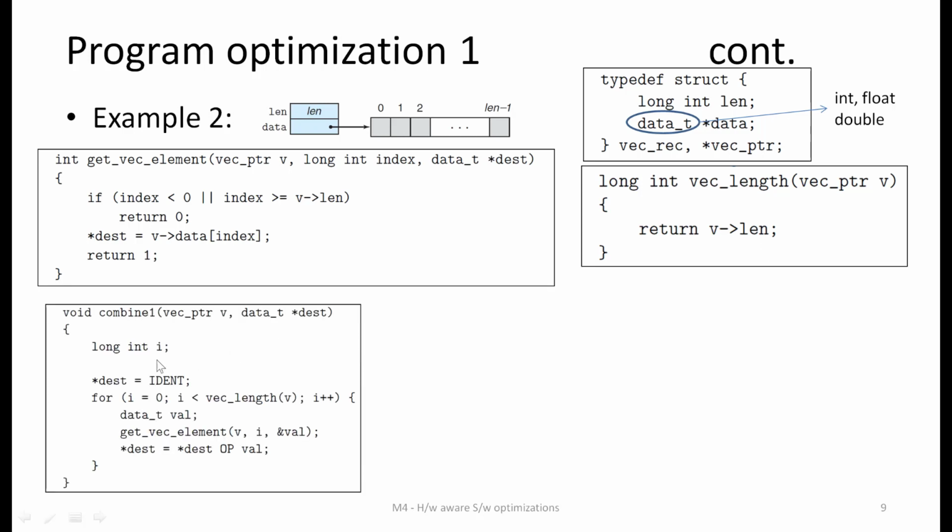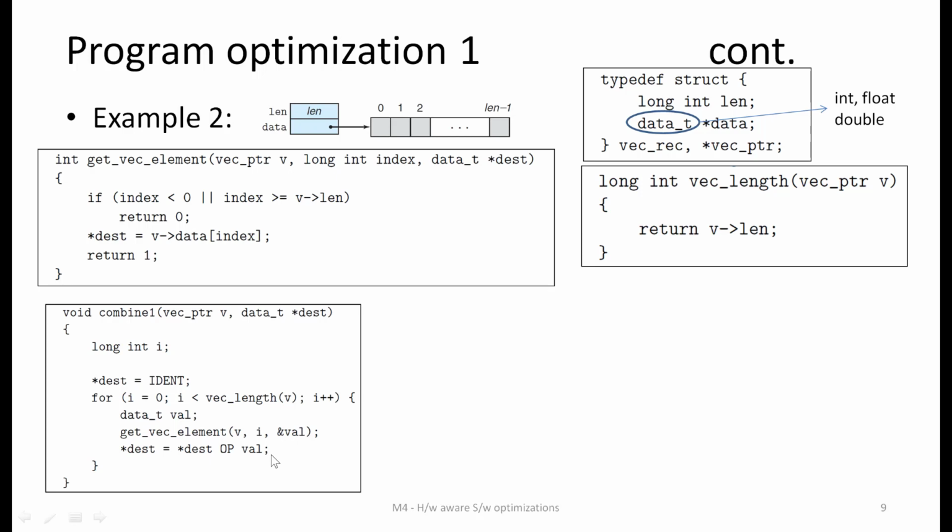Now let's say we write a small function combine1 which will perform some operation on the array of elements. For example, we want to add all the elements. So in that case, the op here would be plus and ident would be 0. This is the starting value. If you want to multiply all the elements, then op will be multiply and ident would be 1, the starting value.